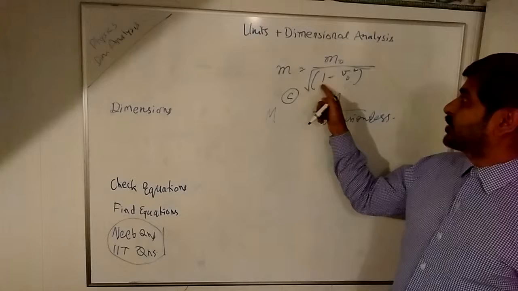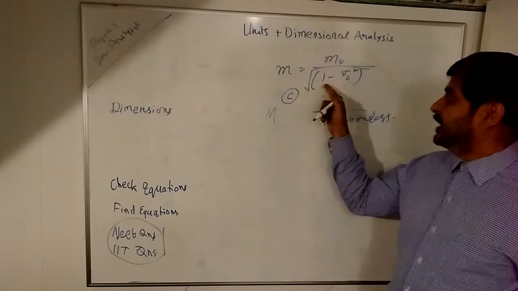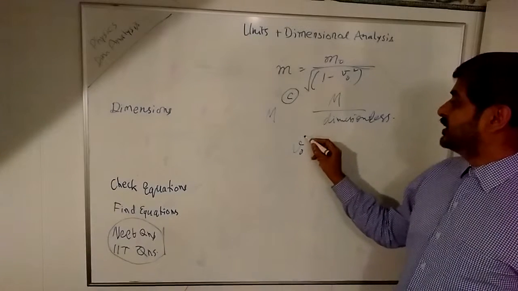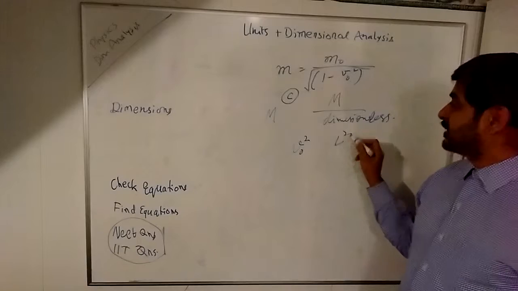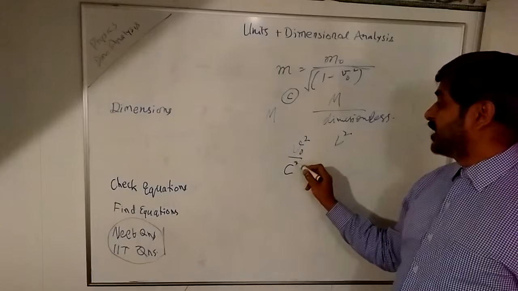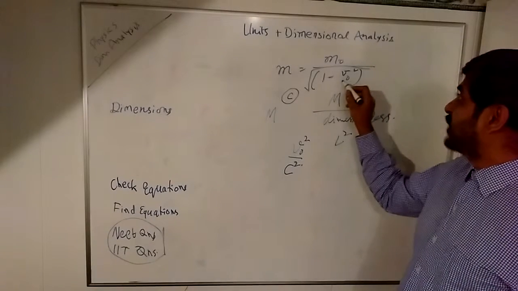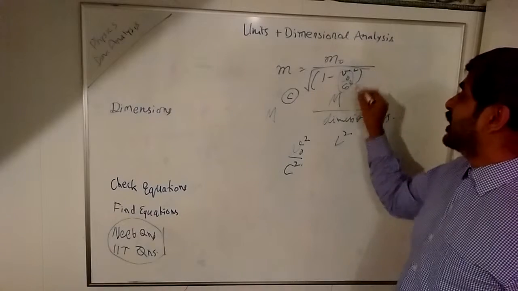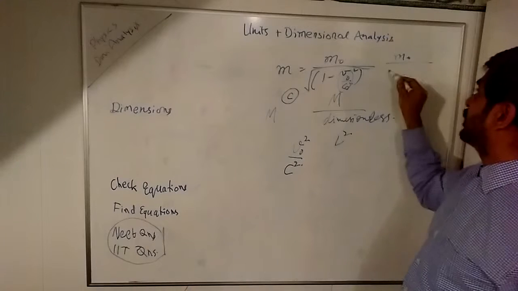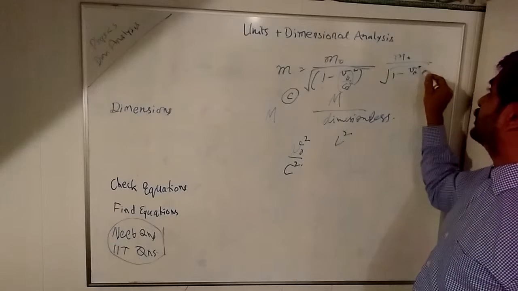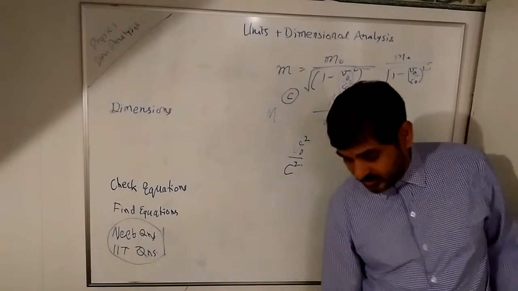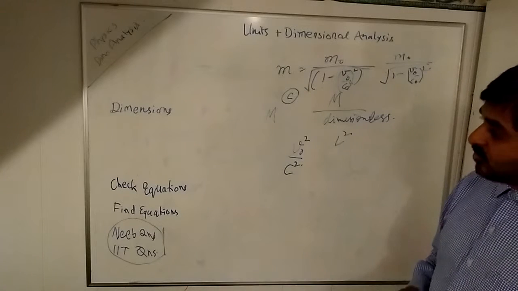We cannot do anything probably here because this is dimensionless. So let's try to make sure that v naught square has the dimension of L square, and that should be equal to the constant. The only way we can do that is by dividing it by c square, which is the velocity of light. If we divide this term by c naught square, then this thing will be dimensionless, and so possibly the correct formula is m naught divided by square root of 1 minus v naught by c naught whole square. So that is another way we check the correctness of the formula.